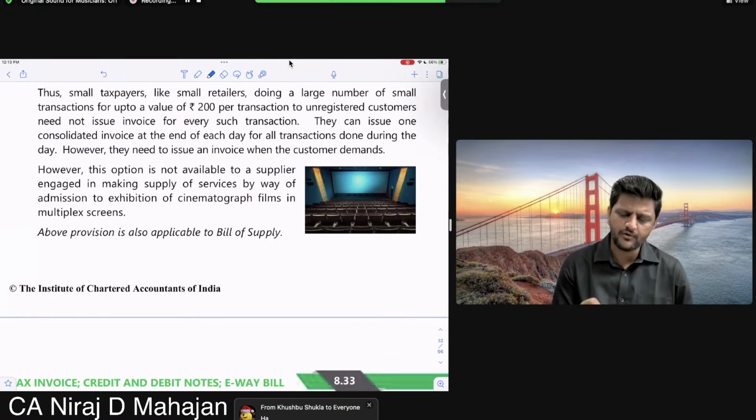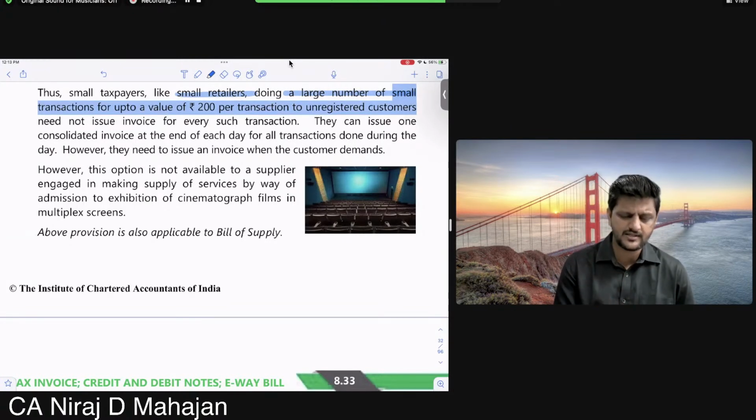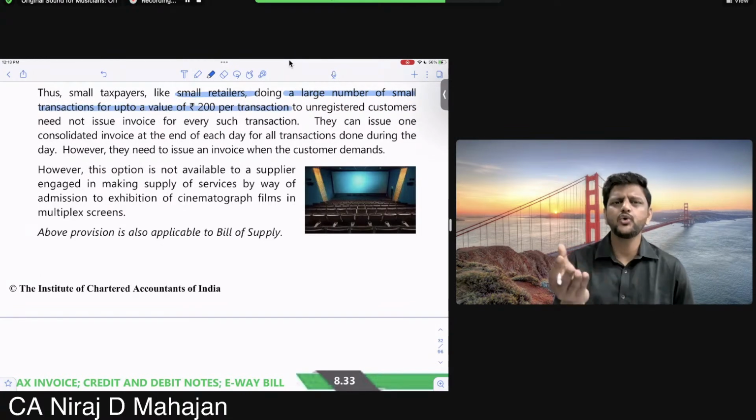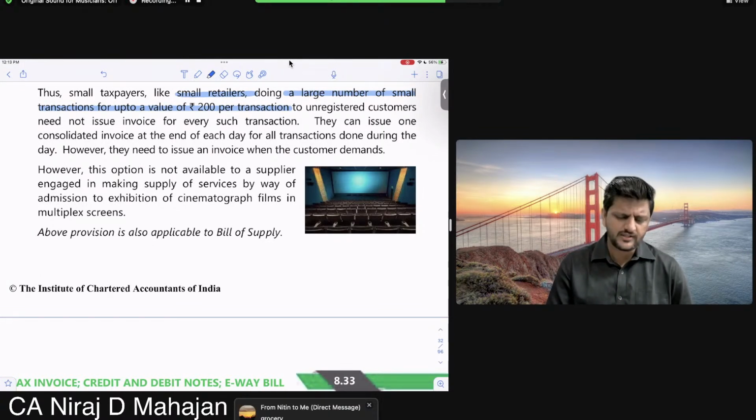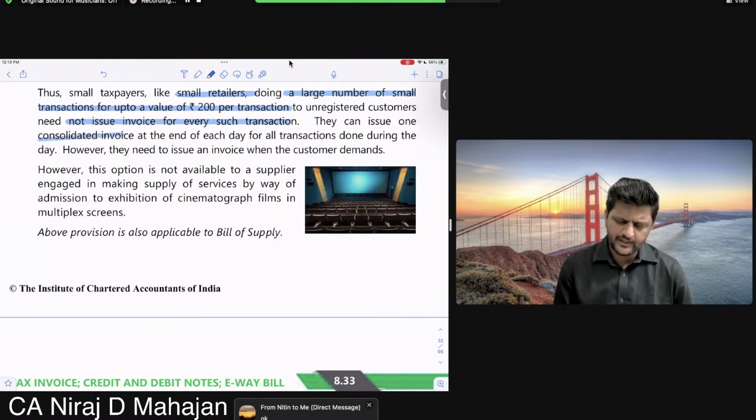The small taxpayers like small retailers doing a large number of small transactions. Stationery is a classic example. Stationery shop, right? 2 rupees, 6 rupees, 2 rupees, 10 rupees Xerox. A large number of small transactions of up to value of 200 to unregistered persons need not issue an invoice on every such transaction. They can make one consolidated invoice at the end of the day. However, they need to issue an invoice if the customer demands.